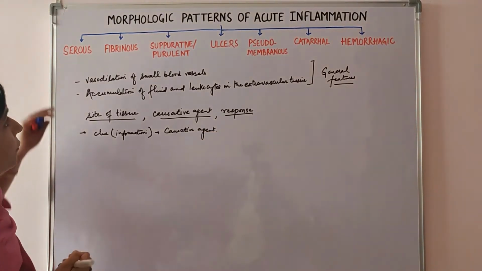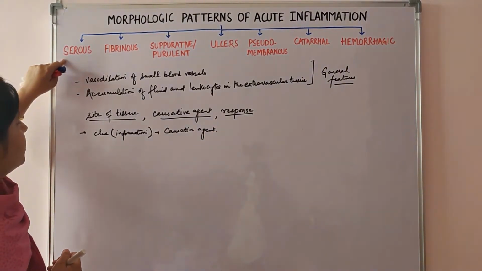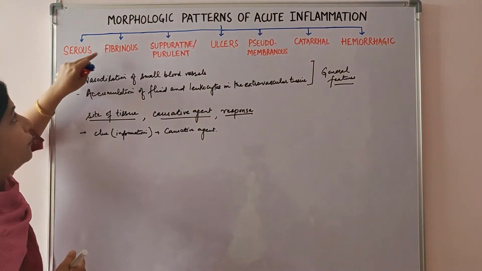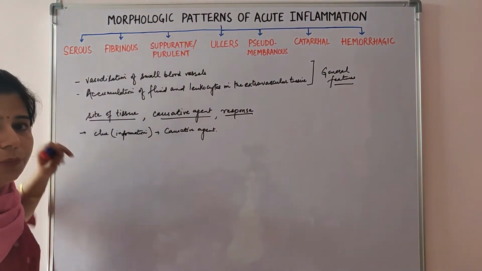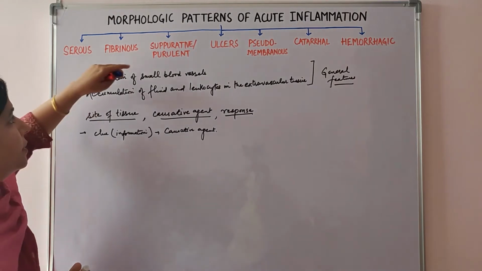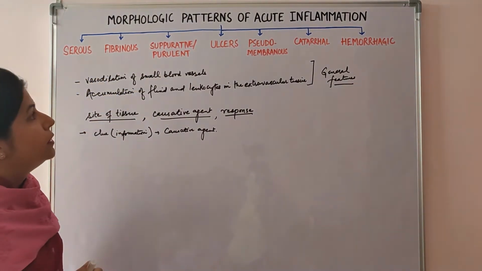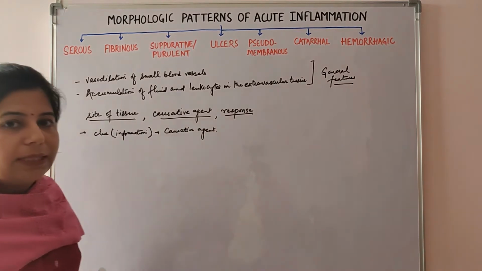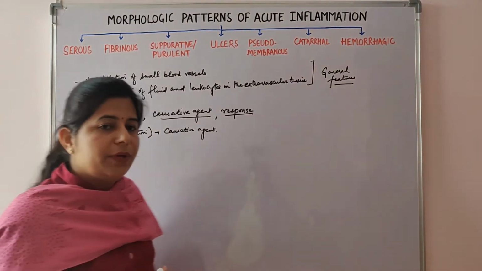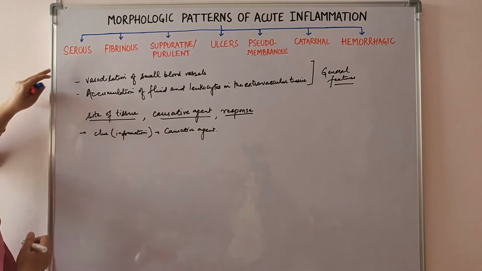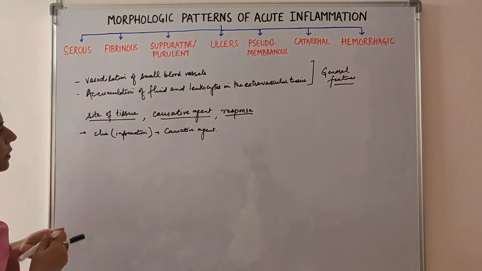So these are the morphologic patterns of acute inflammation: serous inflammation, fibrinous inflammation, suppurative or purulent inflammation and abscesses, ulcers, pseudomembranous inflammation, catarrhal inflammation and hemorrhagic inflammation. So we start with serous inflammation.